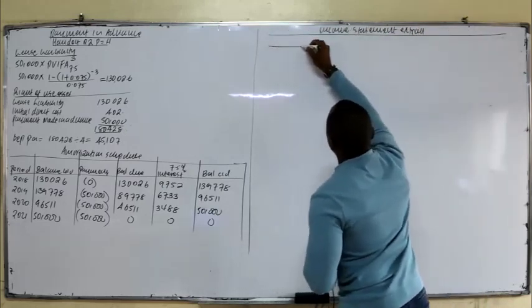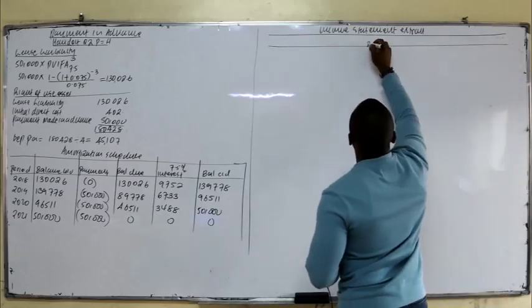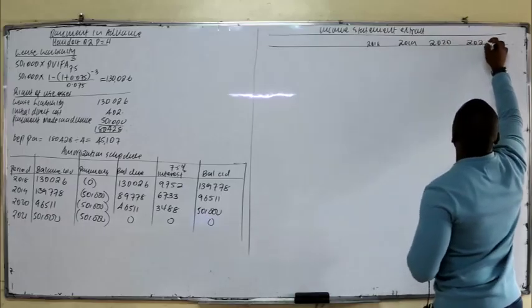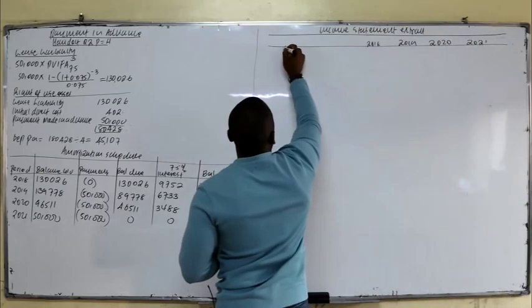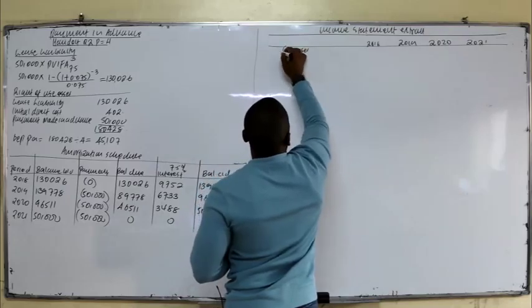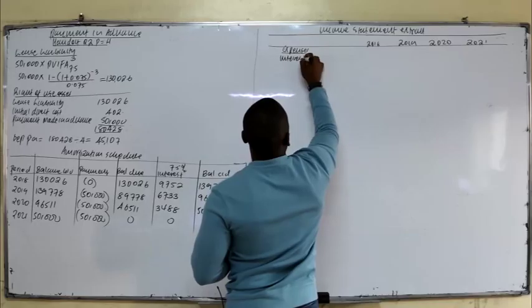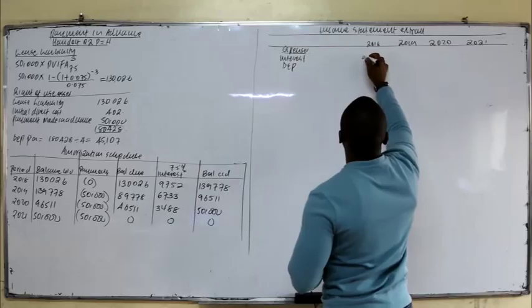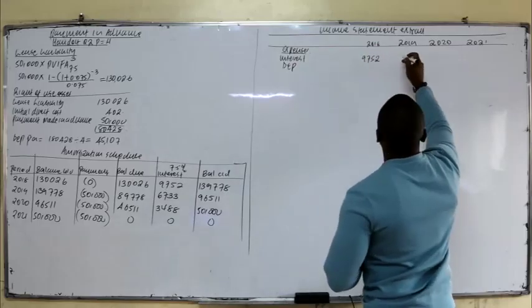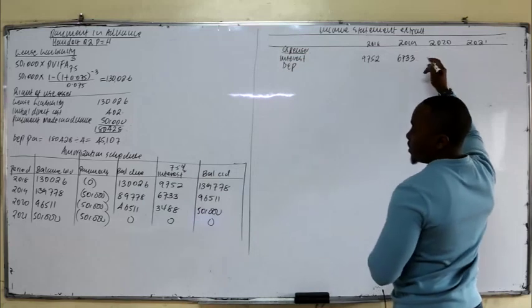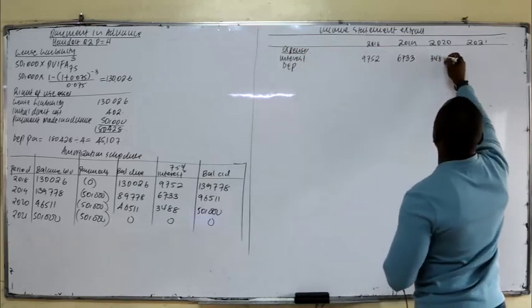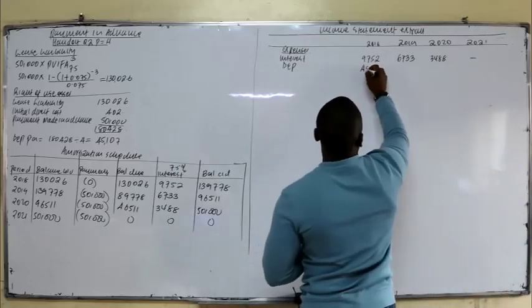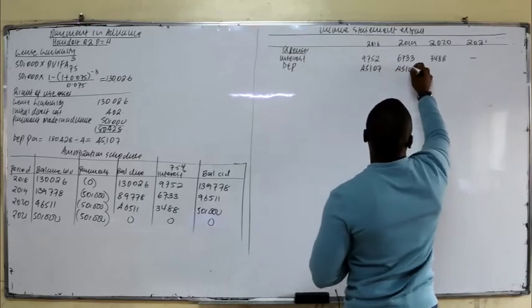So, income statement extract. Here we have 2018, 2019, 2021. Show expenses. And we have two expenses. One is the interest expense, and then we have depreciation. We have the interest 97.52, we have 67.33, then we have 34.88. Depreciation per annum was an amount of 45,107, 45,107.